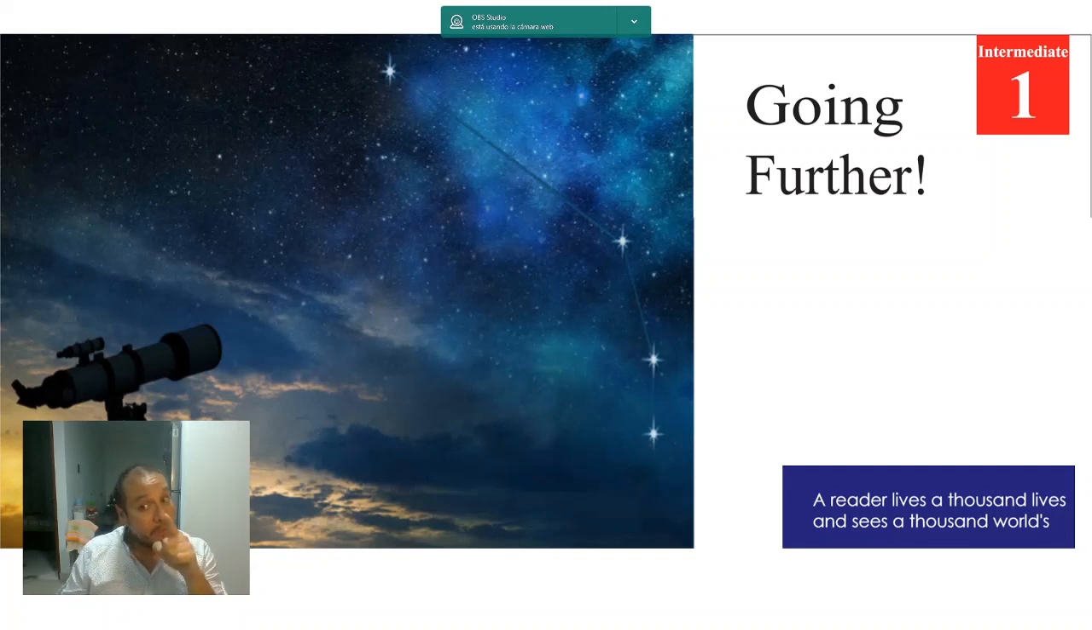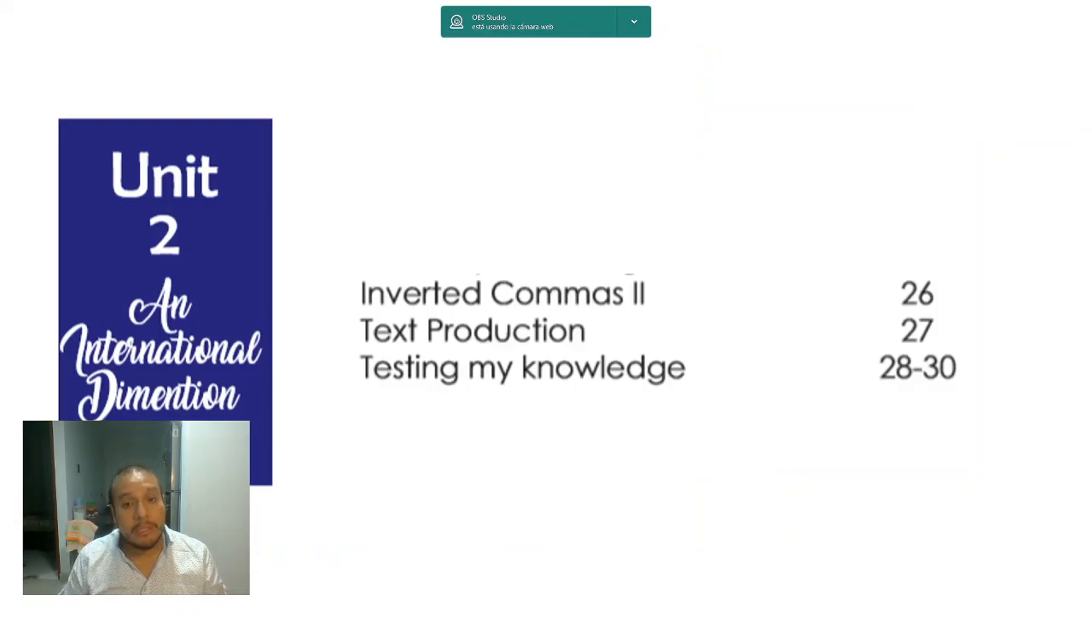So the book that we're going to study, as you can see, is Going Further for Intermediate 1. I want you to open your books in Unit 2. We're going to study the continuation of Unit 2, an international dimension, from page 26 to page 30. On page 26, we're going to study the inverted commas, the second part. It is not going to be difficult. It's going to be quite easy and interesting.